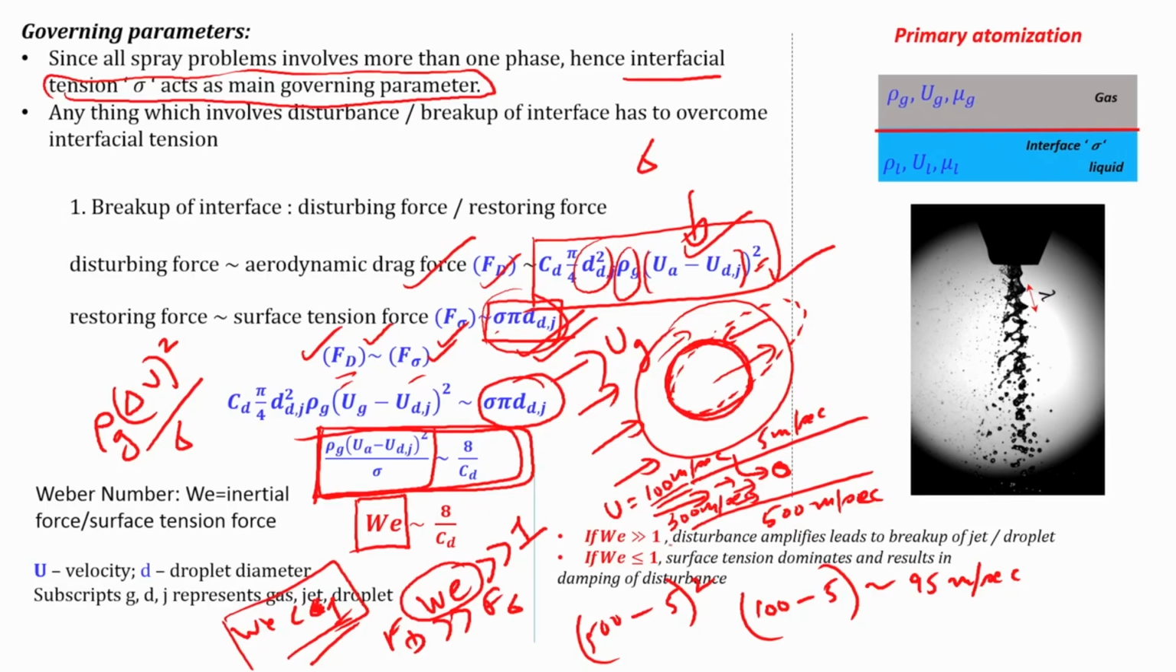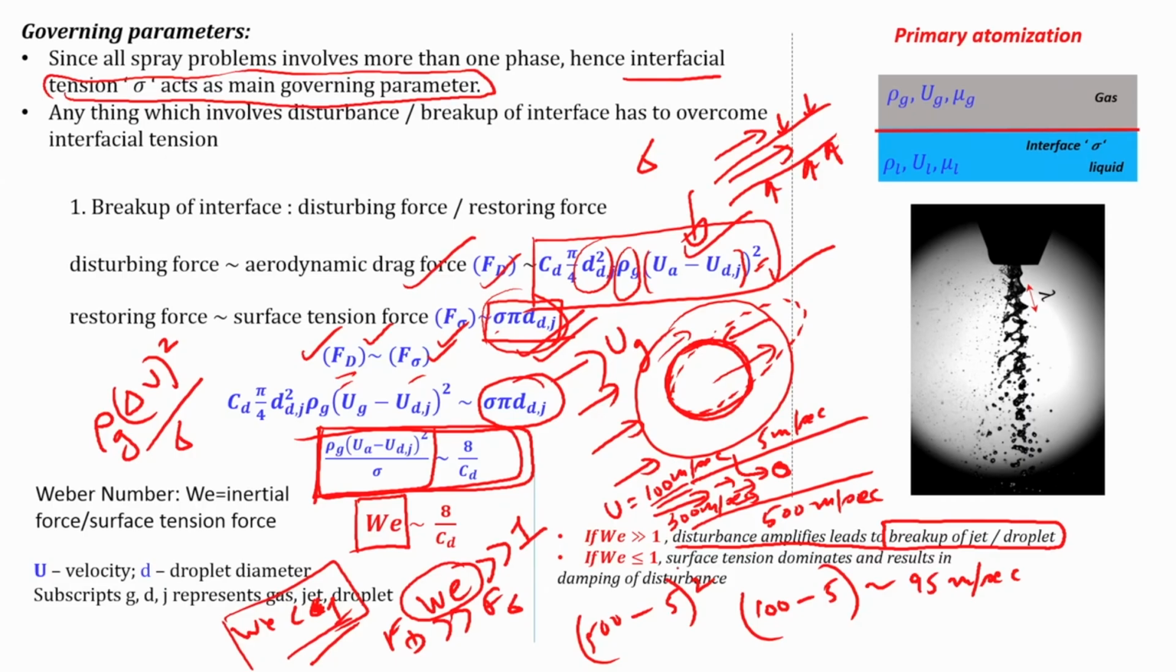It says when Weber number is greater than 1, disturbance amplifies, basically leading to breakup of the droplet, or in other cases, a jet. So, we have done it for a droplet, it could also be a jet which is moving at a velocity, and there is a difference in velocity between the two. So, there will be shear created at this interface, and that will also lead to breakup in a very similar way. So, there also you can define Weber number.